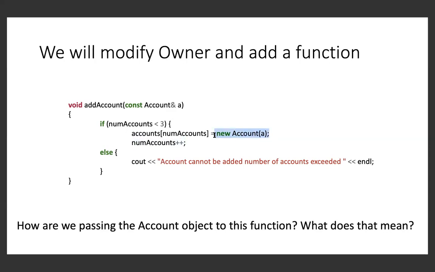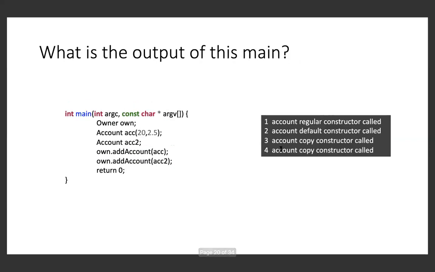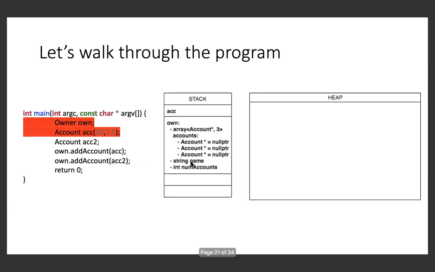So at this specific line, this is where we are making a call to the copy constructor of account. And this is why we see here, copy constructor called, and copy constructor called at these two lines. Now, we're gonna look into the memory and see what is happening.